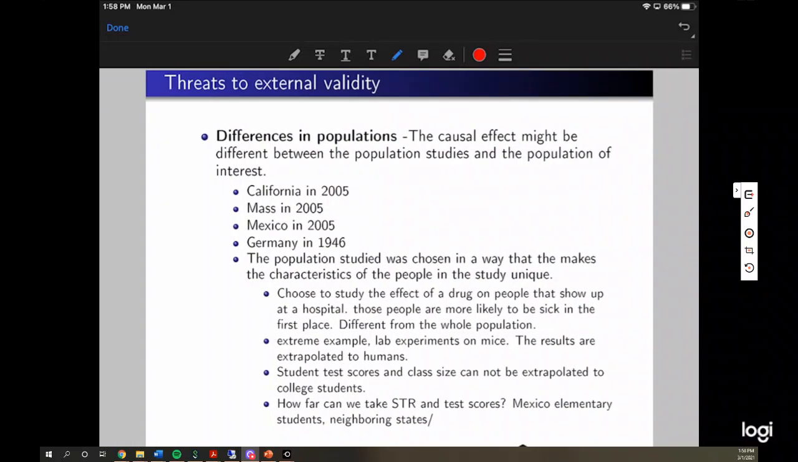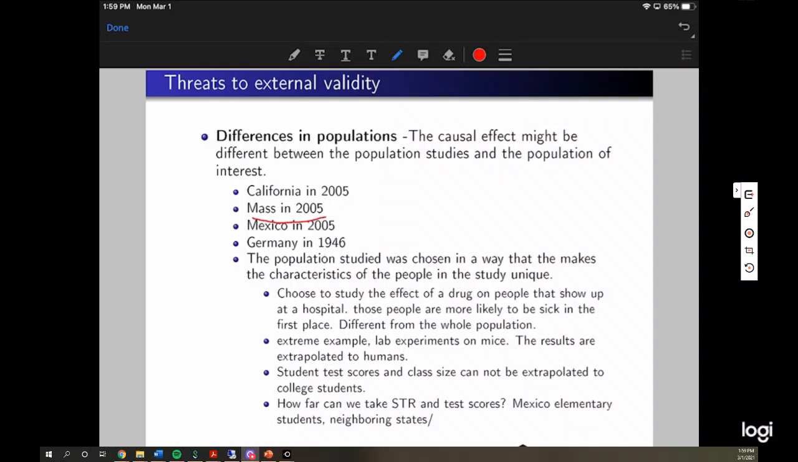Let's evaluate external validity first in terms of the student-teacher ratio and test score example. The causal effect might be different between the population studied and the population of interest. So the population studied was elementary schools in California in 2005. That's what the book has data on. Can we extrapolate those results? Would those results also apply to elementary schools in Massachusetts in 2005? Maybe. Massachusetts isn't so different from California in terms of elementary schooling, so maybe they would apply.